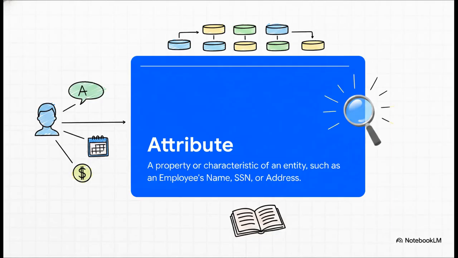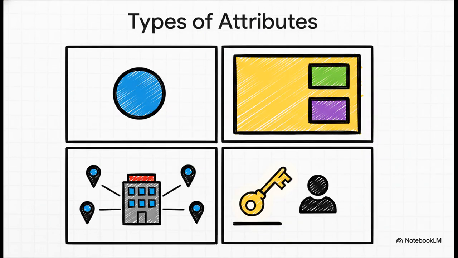But just having a box that says employee isn't very useful, right? We need to know things about the employee. What's their name, their social security number, their address, all those little details. Those are called attributes. Now, attributes come in a few different flavors, and it's super important to know the difference.